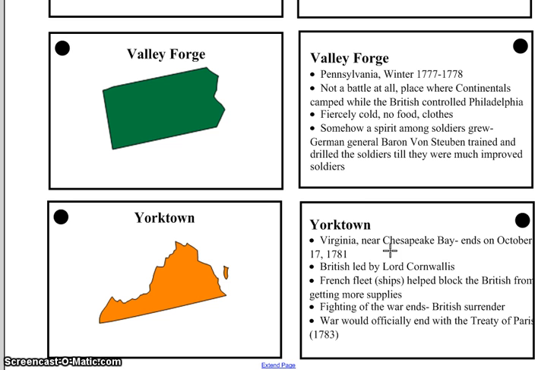Fighting of the war ends here, and the British surrender. It's going to take a few more years before the war really is tied up with the Second Treaty of Paris in 1783 and the Americans finally gaining their freedom.